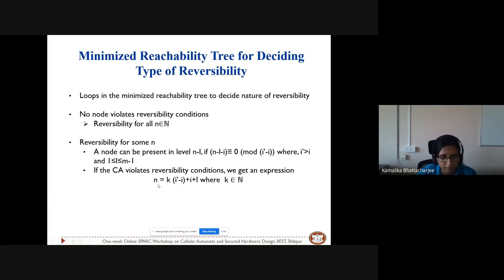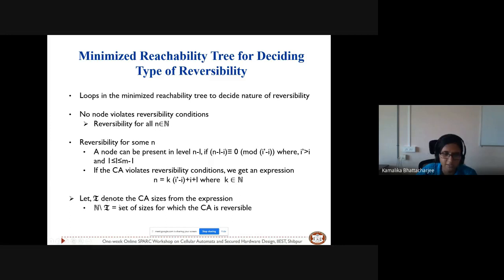Say we denote by I the CA sizes we get from this n. For all other n, our tree is not going to violate the reversibility condition. That means N minus I, this set minus relation, will be the set of CA sizes for which the CA will be reversible. So this will give you the expression of reversibility for non-trivially semi-reversible CA.